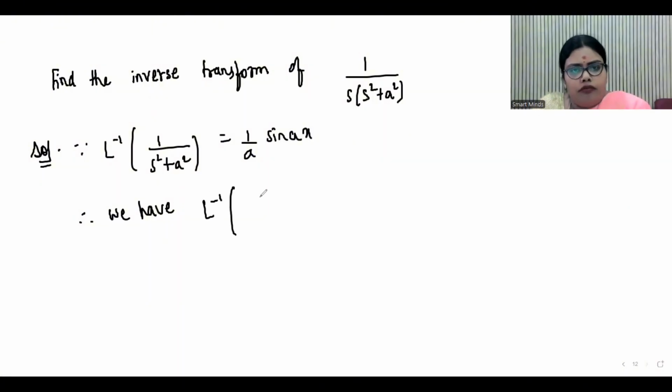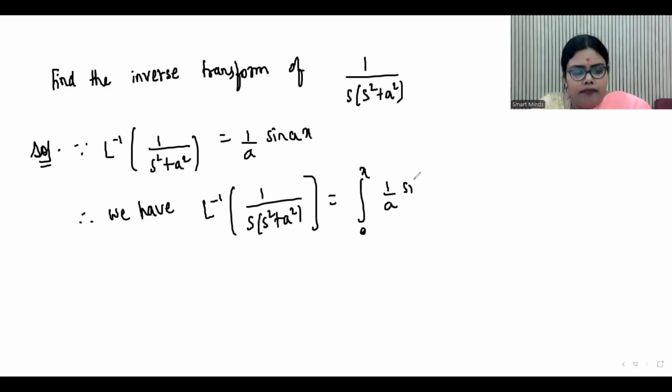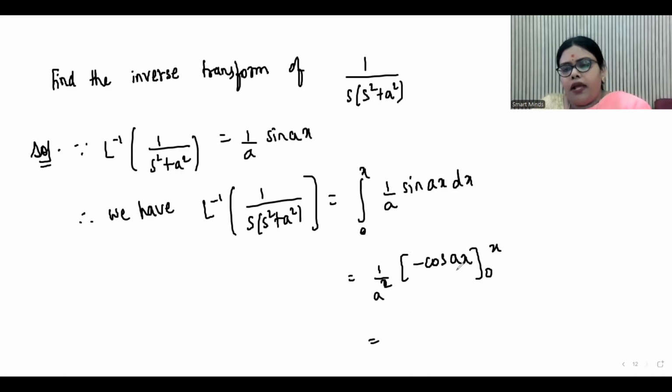L inverse of 1 by s into s square plus a square is integral 0 to x 1 by a sine ax dx. That is 1 by a square into minus cos ax from 0 to x. So if you apply upper limit minus lower limit, you will get 1 minus cos ax by a square. This is the final answer.